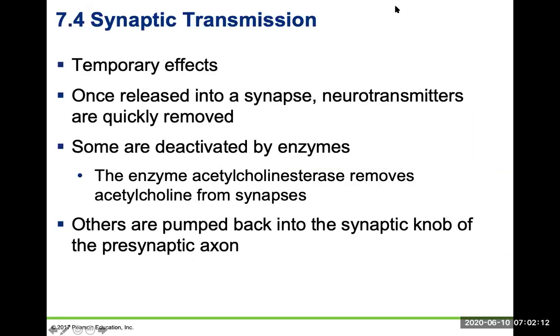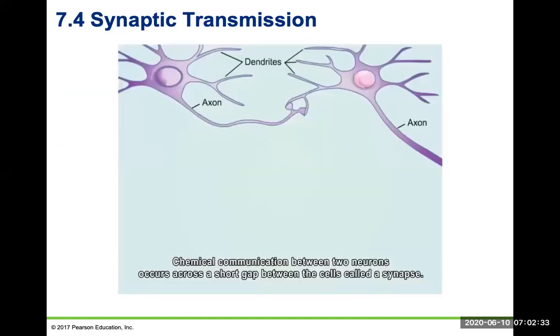Temporary effects of synaptic transmission. Once released into a synapse, the neurotransmitters are quickly removed. Some are deactivated by enzymes and others are pumped back into the synaptic knob of your presynaptic axon. And that's to control the amount of neurotransmitters that are moving on. Here's a great video about synaptic transmission.